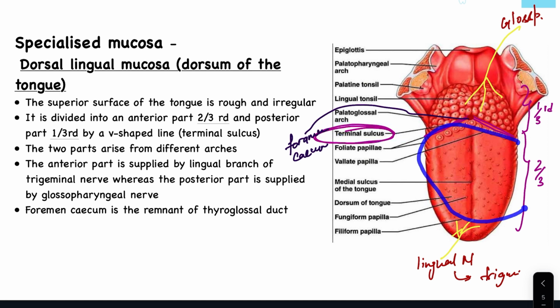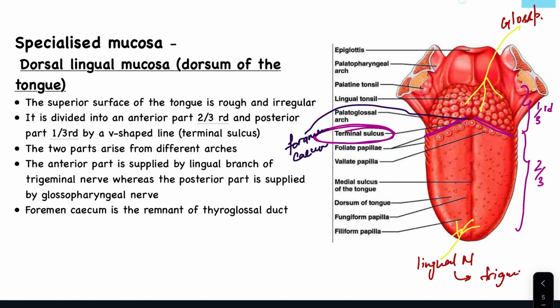Now the anterior part has papillae, and there are four types of papillae. First, we see these huge papillae, called circumvallate papillae. They are present just near the sulcus terminalis. Then we have foliate papillae. You see these arches towards the end on the lateral surface. The papillae in between these arches are called foliate papillae.